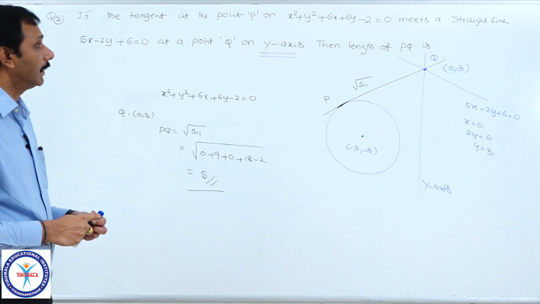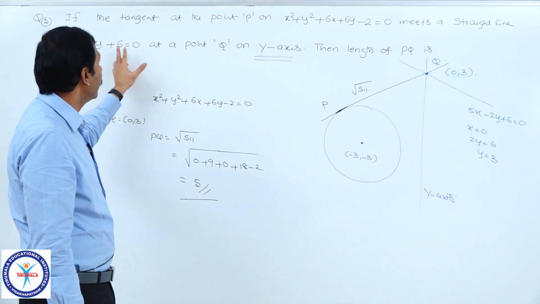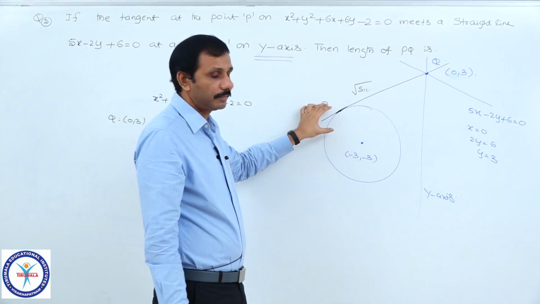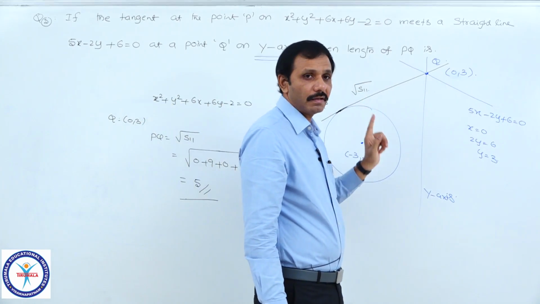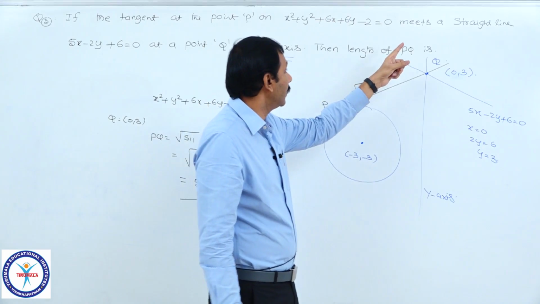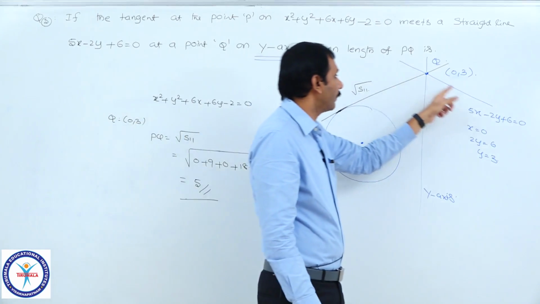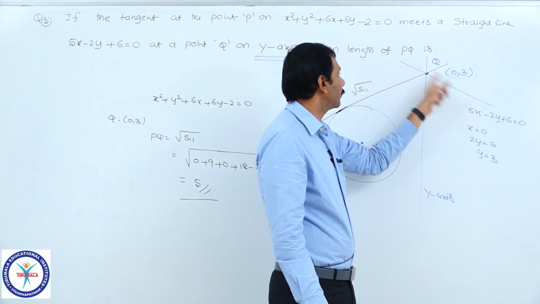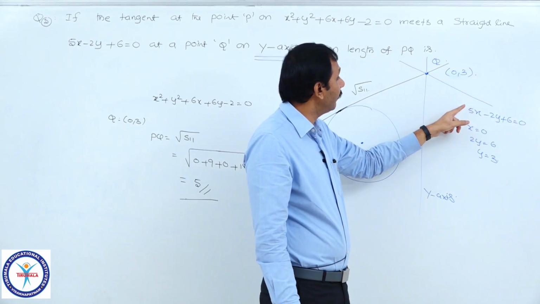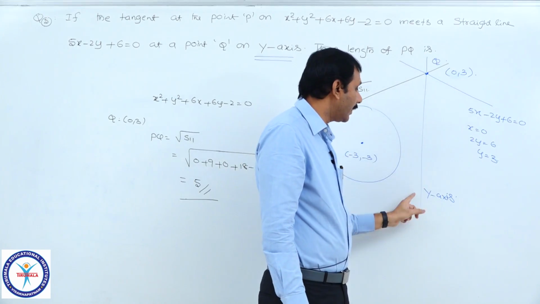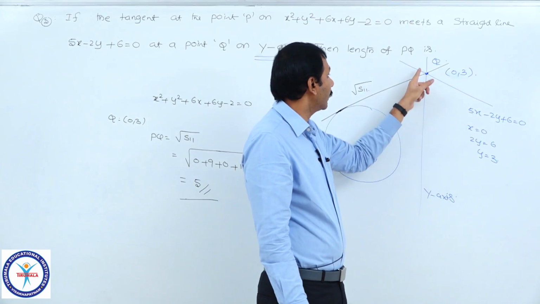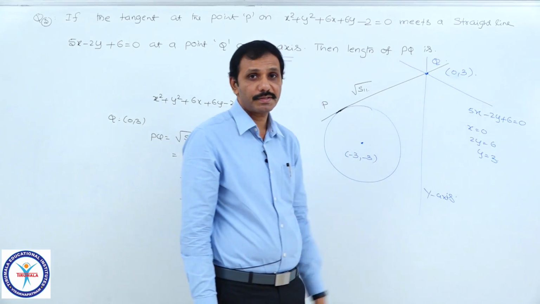Hope you understood this one. They have given a point on this circle. A tangent is drawn. This tangent line meets a straight line 5x minus 2y plus 6 equal to 0. Suppose I take this as the line, these two are intersecting. But given they intersect at a point on y axis, and that point Q they have given.